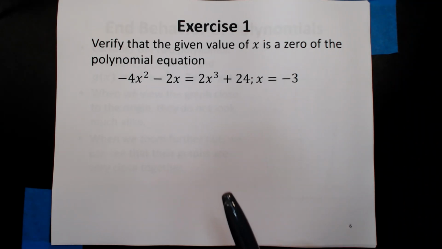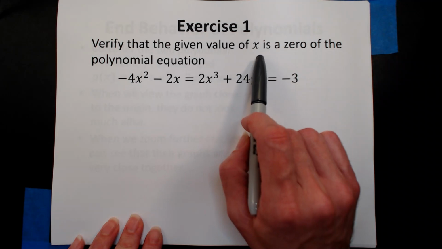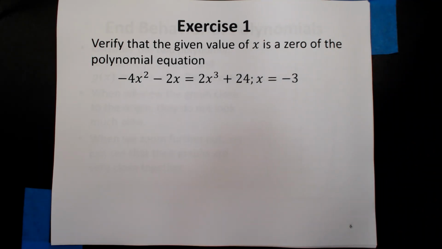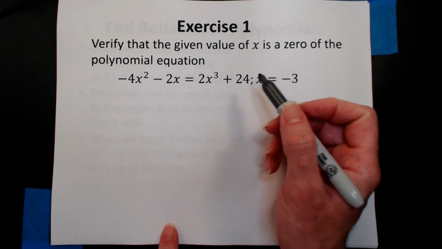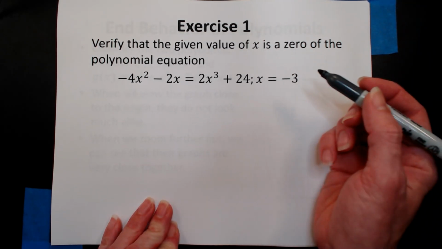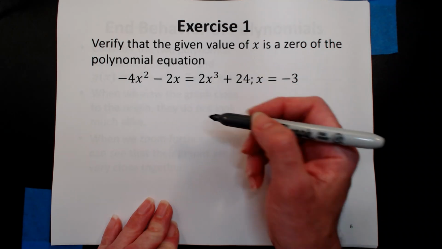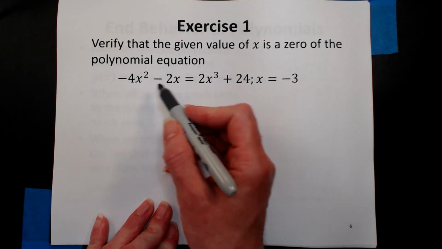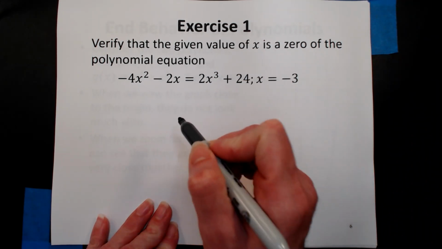Verify that the given value of x is a zero of the polynomial equation. So what we can do is, two ways we can do this. We can get everything on one side and then plug in the -3, or we can plug in the -3 and see if it makes the equation true. The quickest way would be to plug in the -3 as the equation is written now.